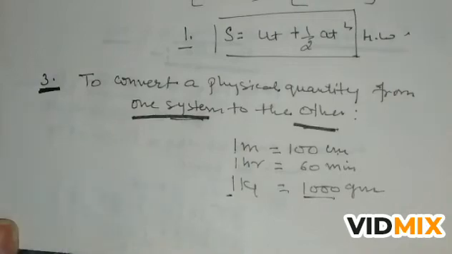So we can convert a physical quantity from one system to another with the help of dimension. How can we do this? Let us understand with the help of an example.